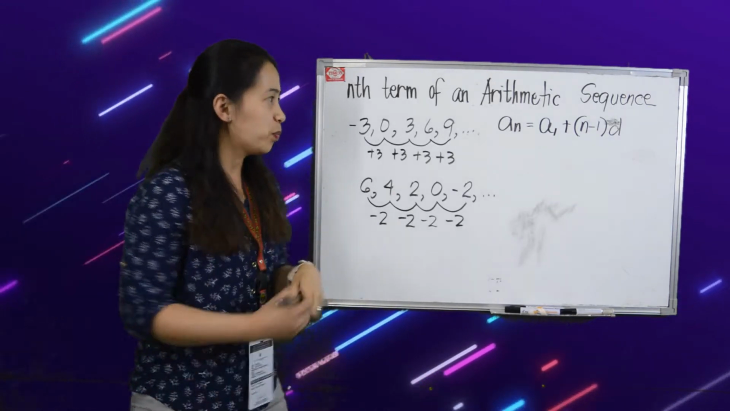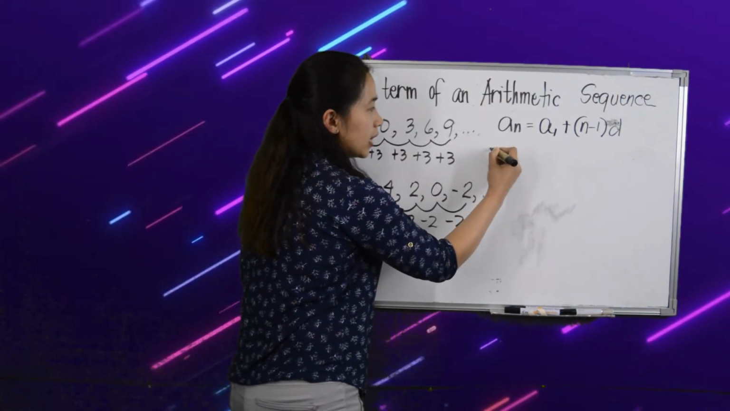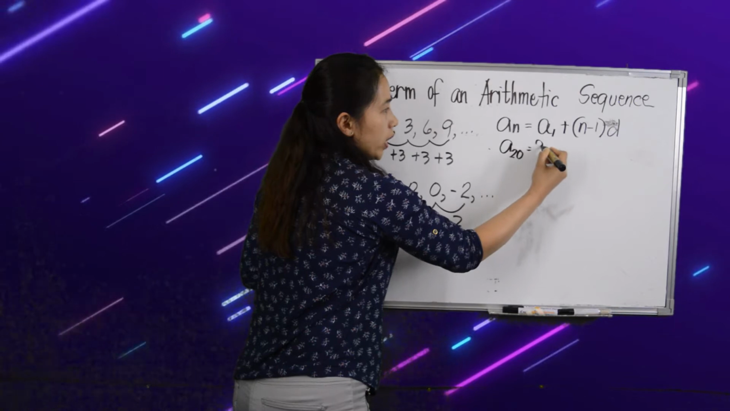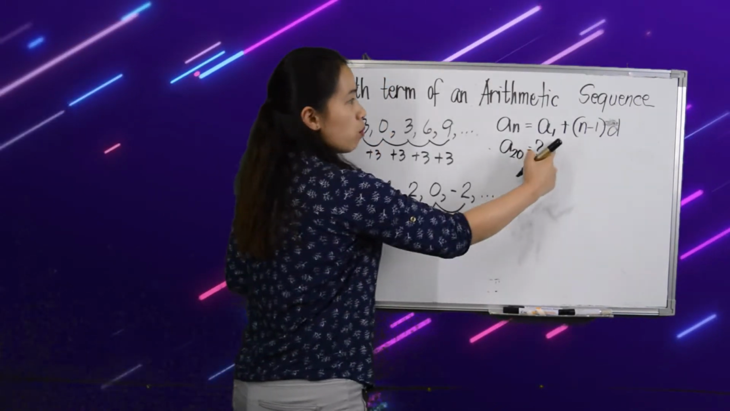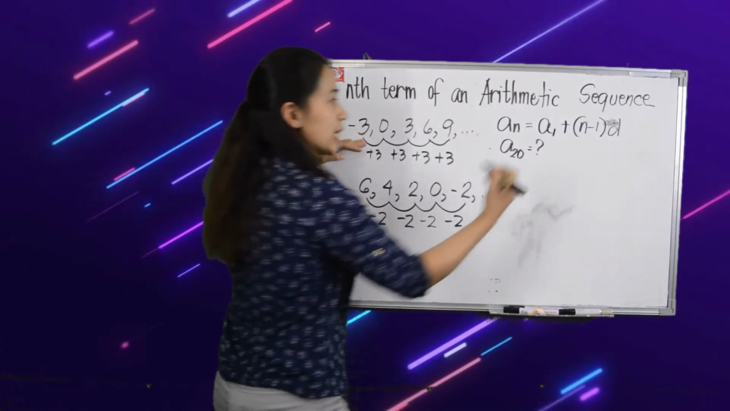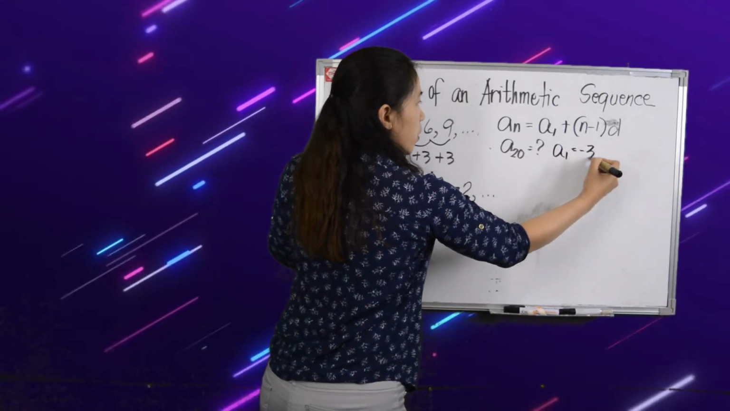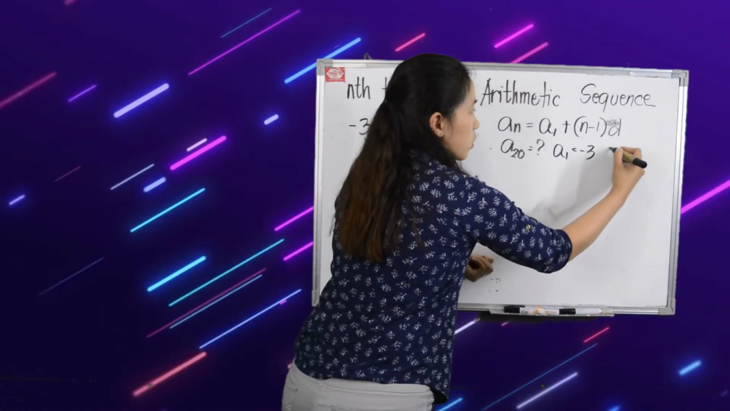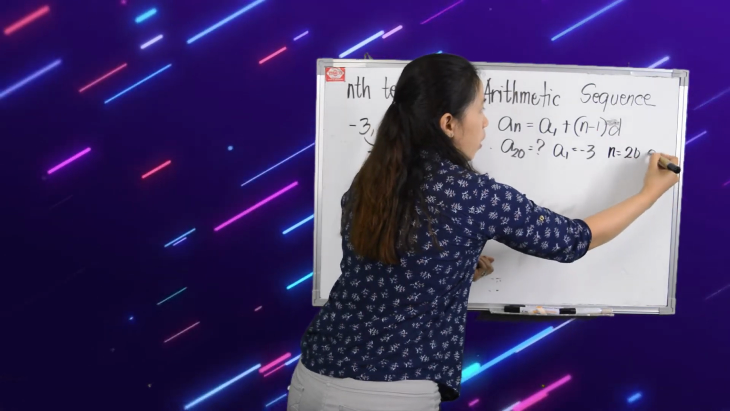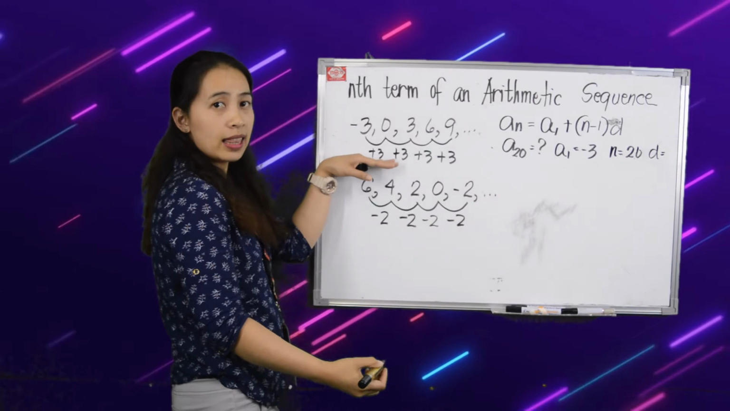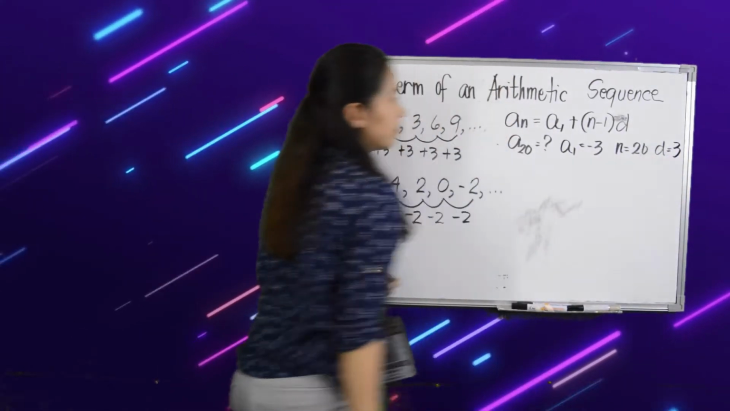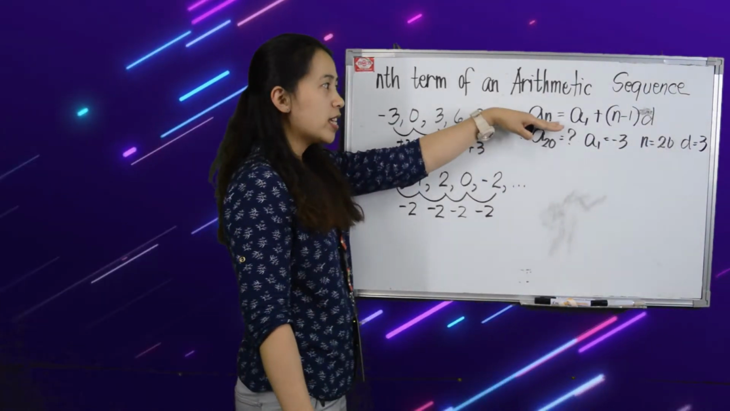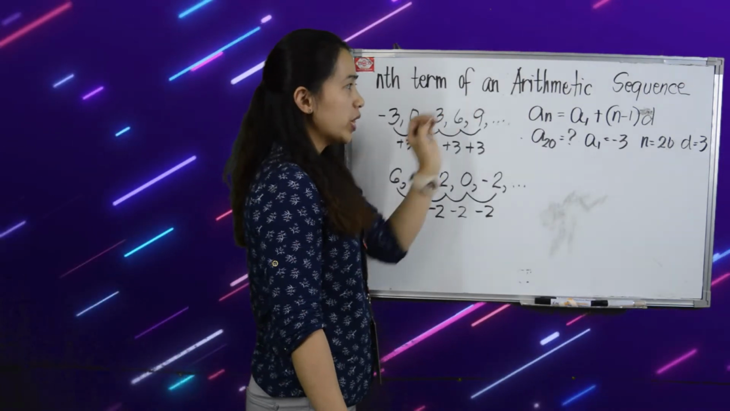Let's check it out. Say we're going to find, again, the 20th term, which is represented by a sub 20. What is our a sub 1 from this sequence? It is -3. What is our n? It's 20. So n is equal to 20, and the common difference is, again, 3. What are you going to do next? Substitute in the nth term of the arithmetic sequence.